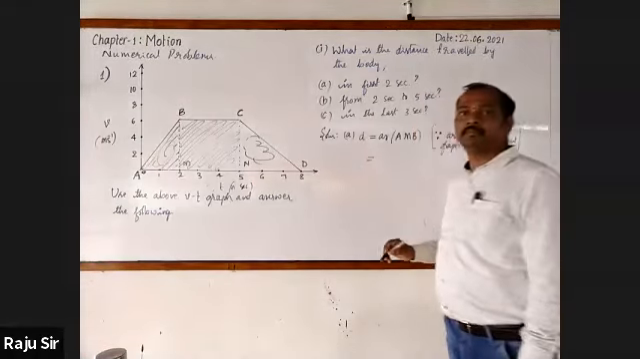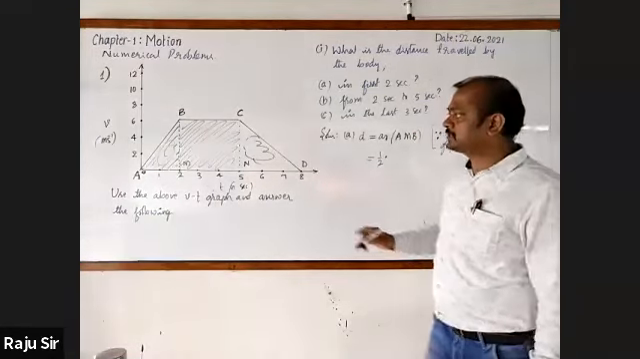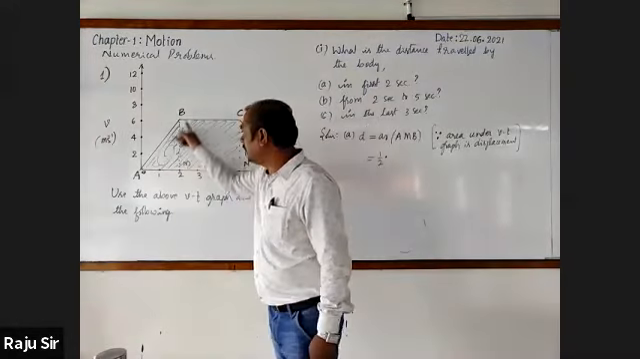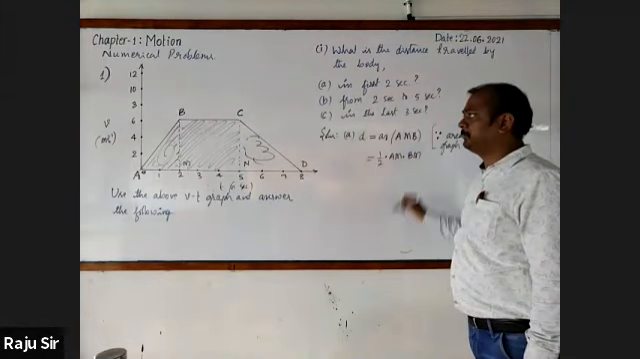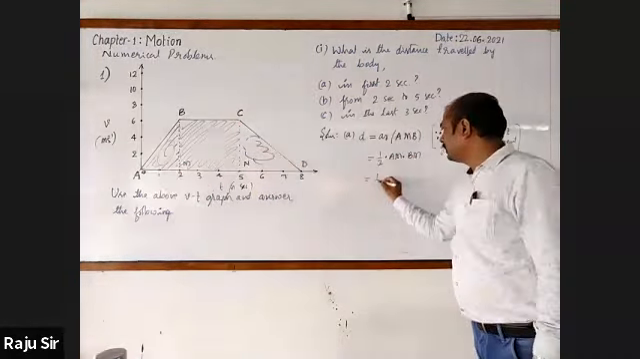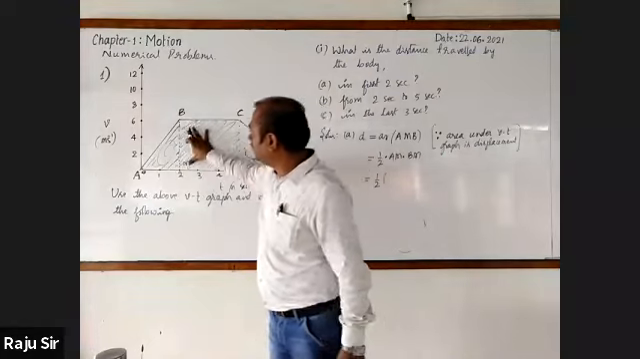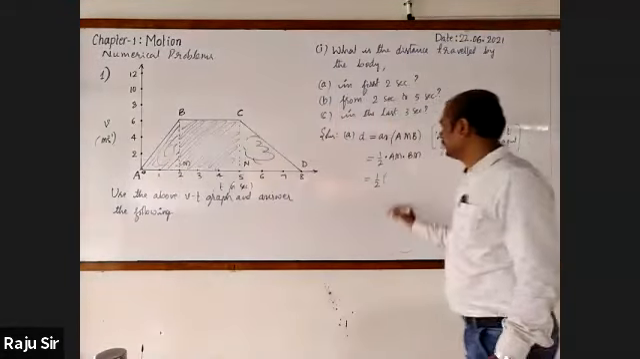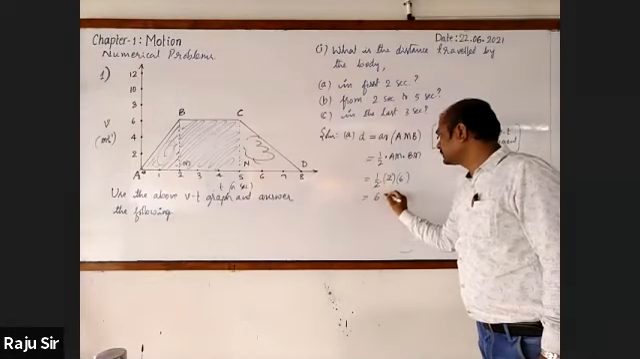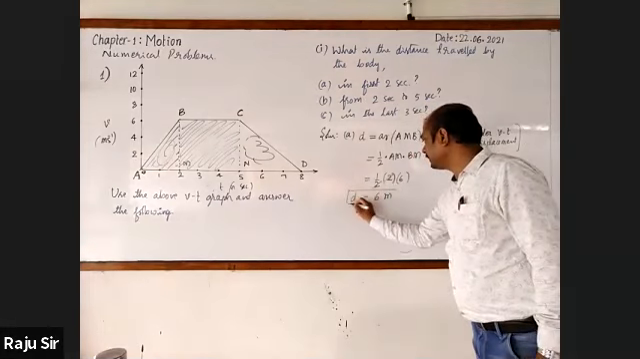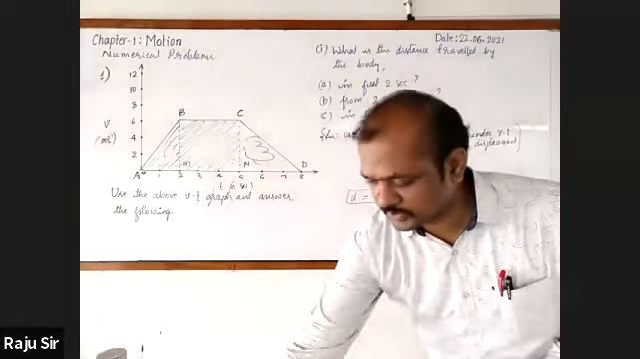It is equal to the area of AMB. It is a triangle, half into base into height. Base is AM, height is BM. AM into BM. This is equal to half into, where AM is 2 units and BM is 6 units. 2 units into 6 units. The 2 gets cancelled. This is 6 meters.